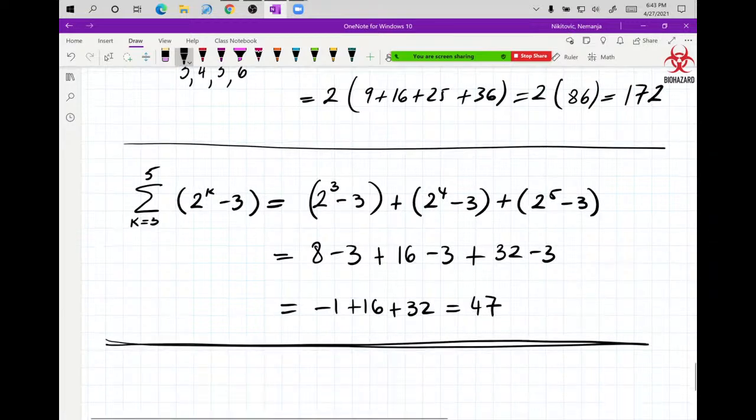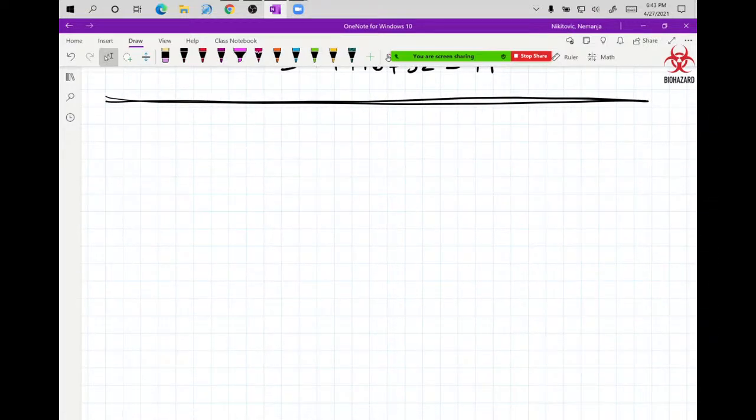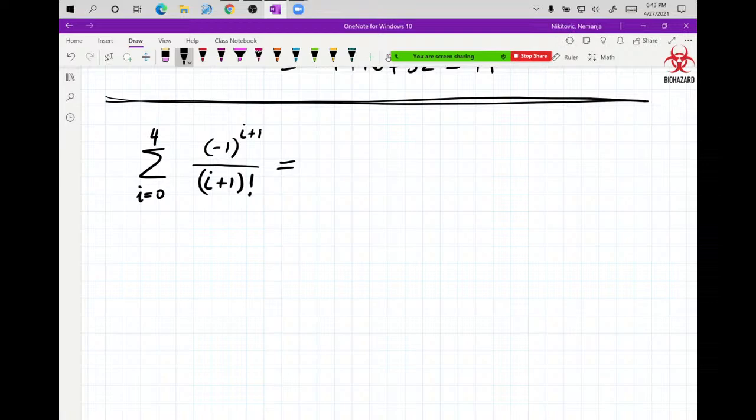All right, let's take a look at the spicier case. So summation starts at 0, ends at 4. We have negative 1 to the I plus 1. And then on the bottom we have I plus 1 factorial. This literally has everything we learned pretty much in one problem. All right, try this one. Let's see the way it goes.